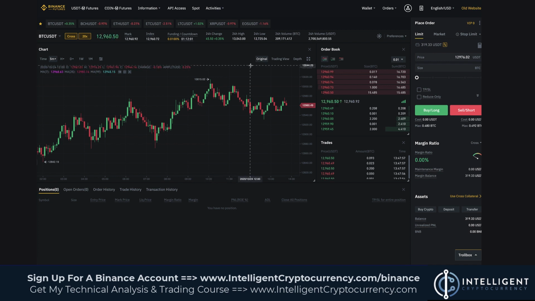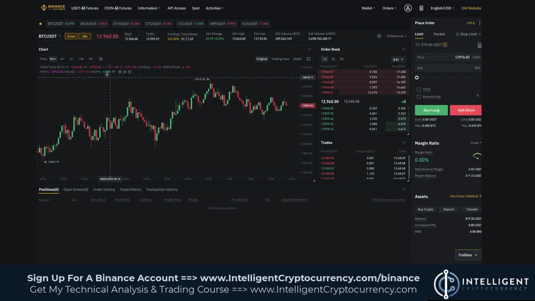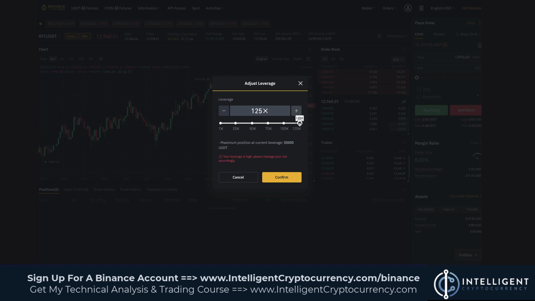Now, the interface is pretty simple. It works pretty much as most trading platforms do. So up here, you have your choices of which instrument you want to choose. Then you can choose your leverage, okay? So you can see over here, you can go all the way from 1 all the way up to 125x.